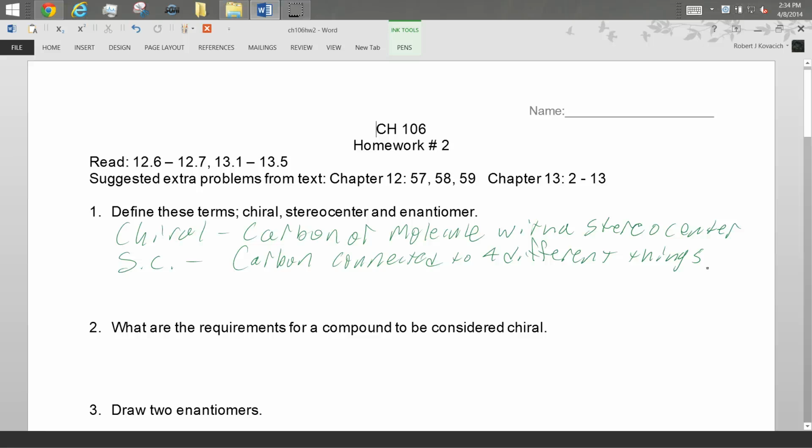And an enantiomer. Here's the mirror images. Yeah, it's the mirror image.